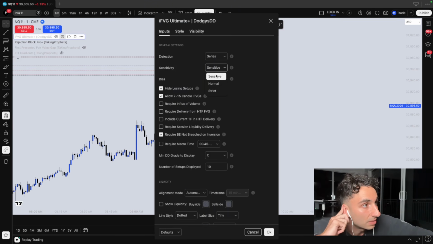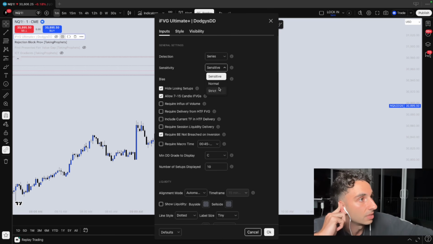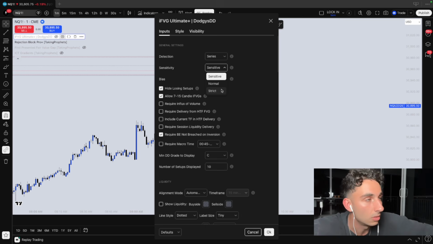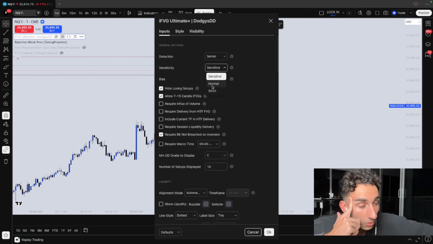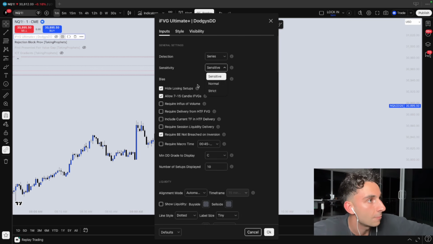Personally, I like to keep it on sensitive. I like to see every inversion that comes from the indicator. But if you are more of a beginner and you're trying to train your eye to see those super obvious setups on the chart, I would go with normal, to be honest. And then strict, to be honest, I wouldn't use it too much. Stick with normal, especially if you're like beginner intermediate, I would go with that.